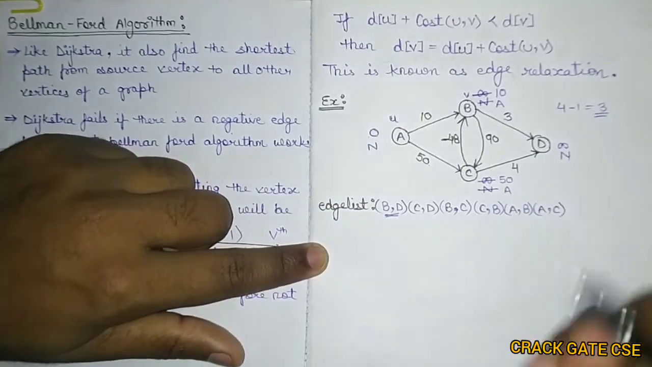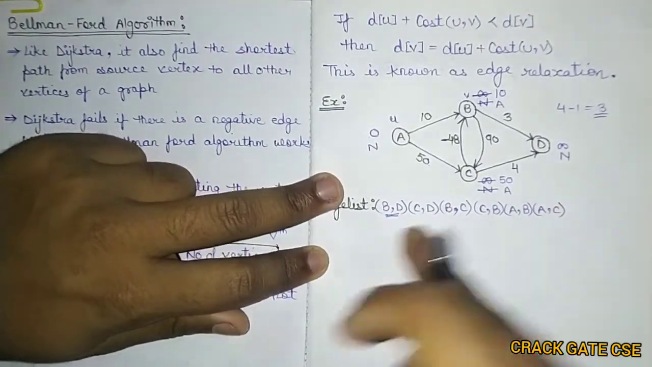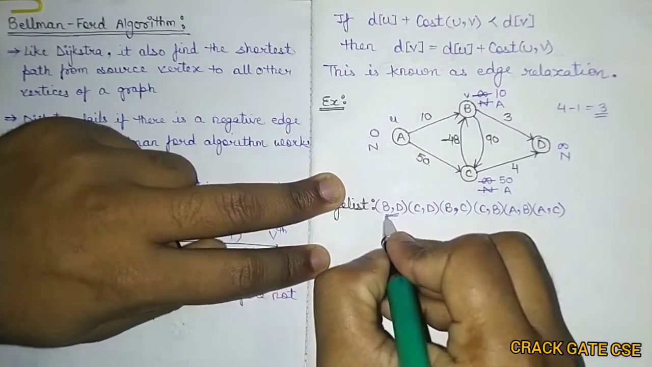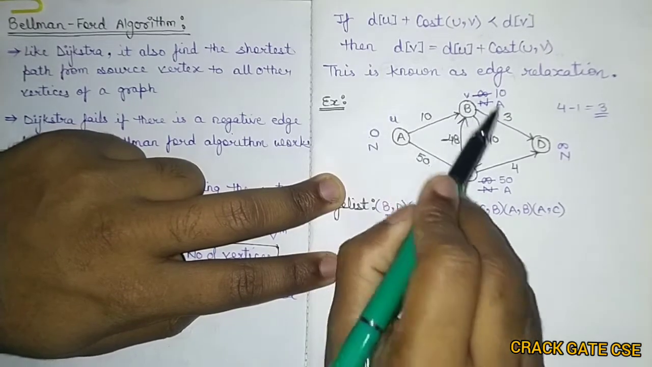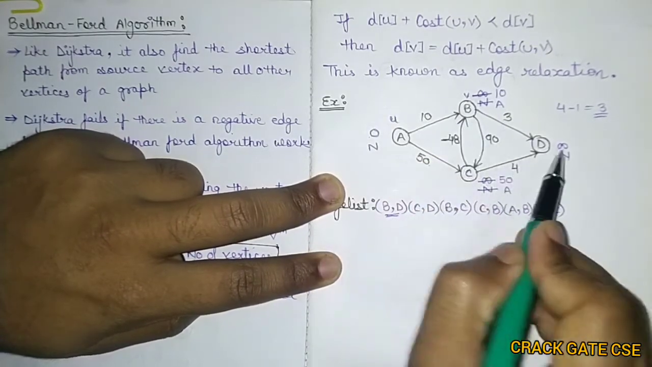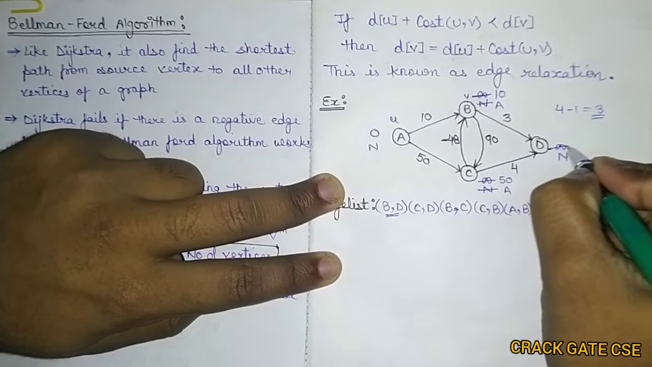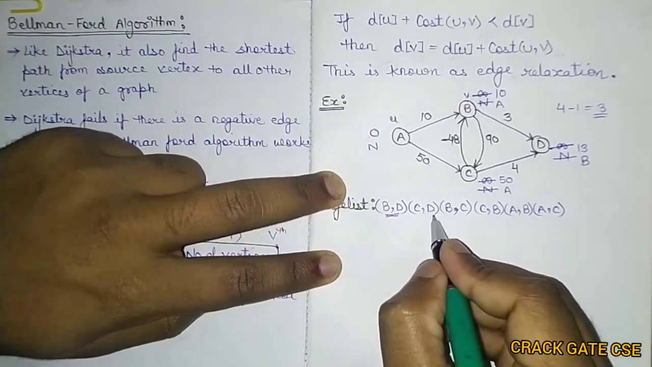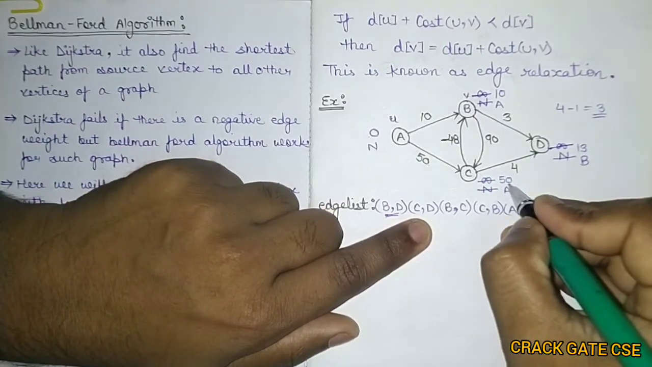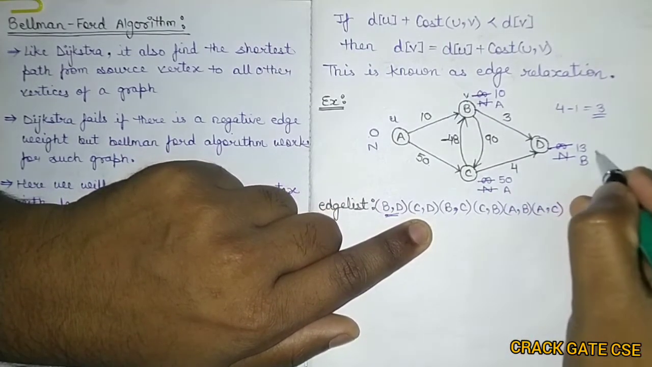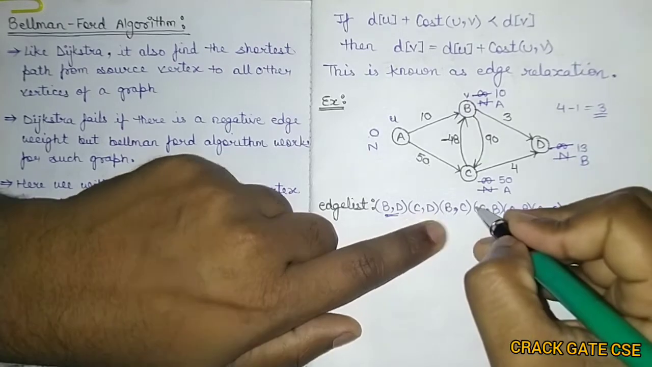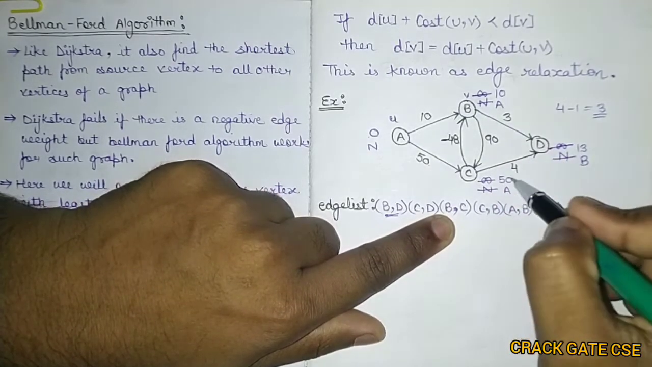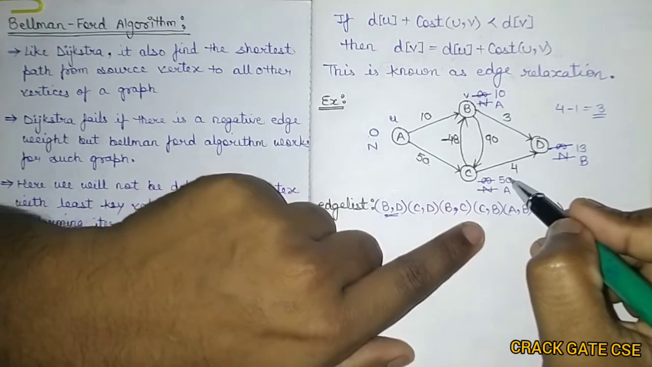Now we have to perform the second iteration. In the second iteration also we have to start from the first edge and go up till the last edge. The first edge is BD. Now see, 10 plus 3 is 13 and here it is infinite. So we have to update it as 13 and the parent is B. Now for CD, 50 plus 4 is 54, but this value is already less than 54, so no need to update. For BC, this is 10 and this is 90. 90 plus 10 is 100 and this is already less than 100, so no need to update.